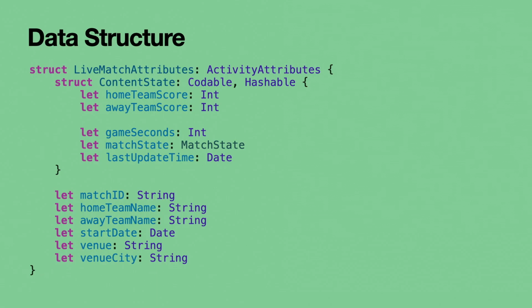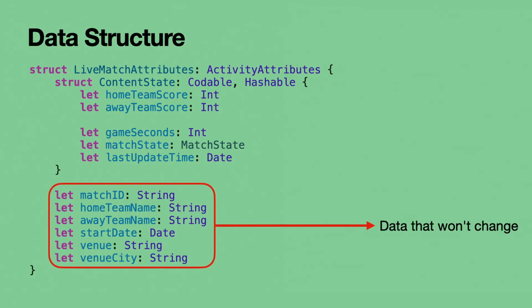And the first step to creating a live activity in your app is to define a data structure. And this data structure should contain everything needed to render the UI on the live activity. And you'll notice here that we've defined a couple of structs. There's an outer one conforming to ActivityAttributes, and there's an inner one, a nested struct called ContentState. And these are both required to define any live activity.